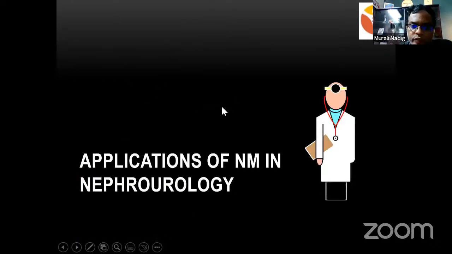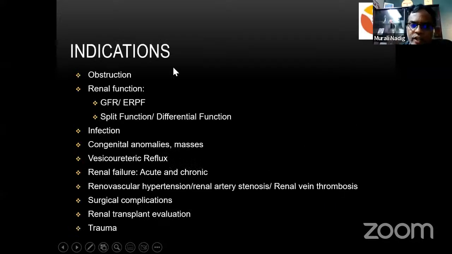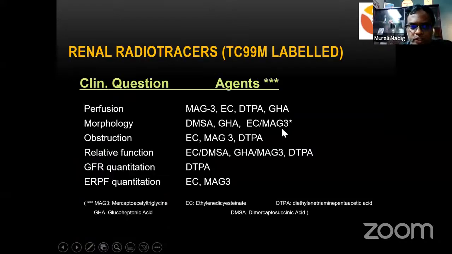Now, applications of nuclear medicine in nephro-urology. As we all know, the indications are for evaluation of obstruction, renal function, where we can estimate GFR or effective renal plasma flow. We can get split function, differential function, then infection imaging, congenital anomalies, masses, vesicoureteric reflux, renal failure, renal vascular hypertension, surgical complications, renal transplant evaluation, and trauma. So in my talk, I will be covering obstruction evaluation and renal function evaluation.